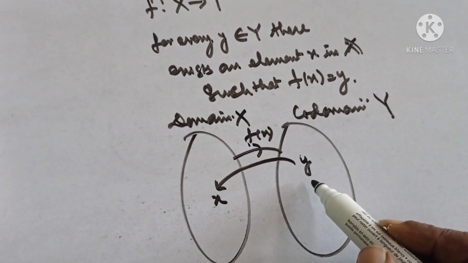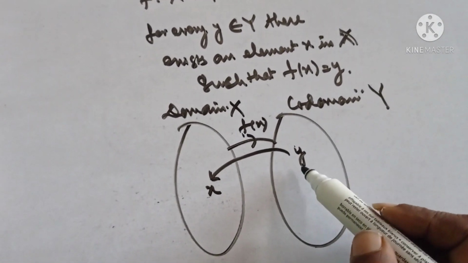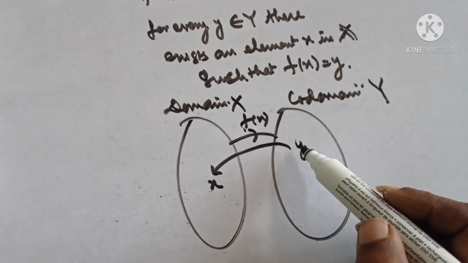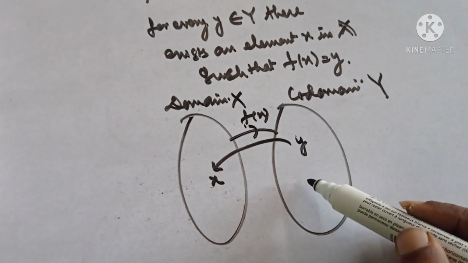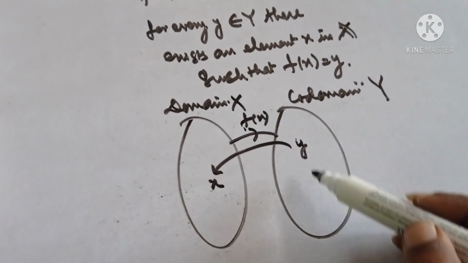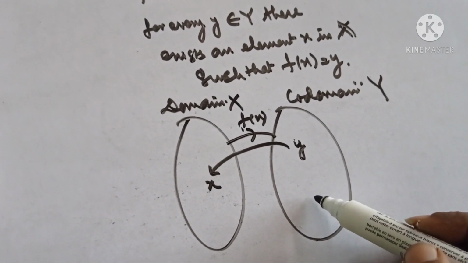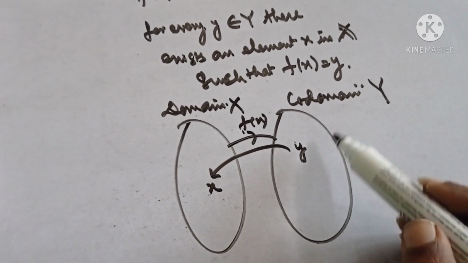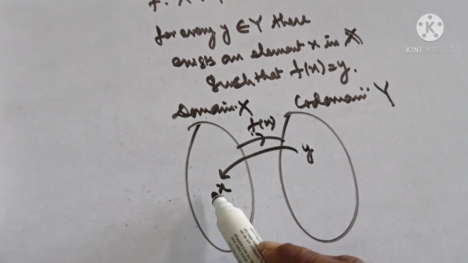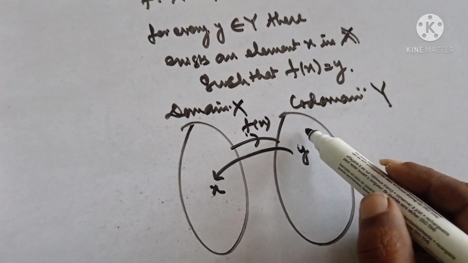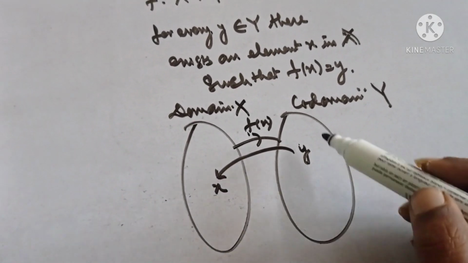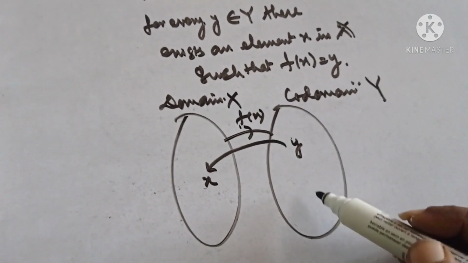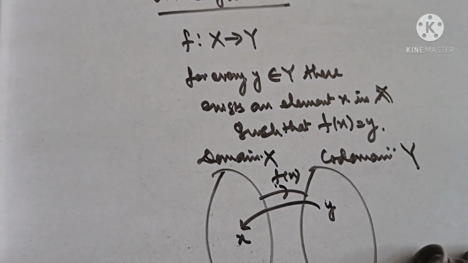You can conclude that every element of y is booked, there is no free element in y. Every element of the codomain is booked with your domain. There is no free element in the codomain. Then you can say that this is an onto function. So I think it is clear to you what an onto function is.